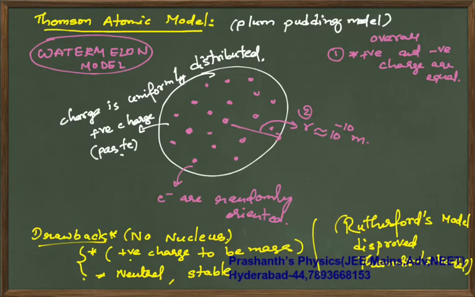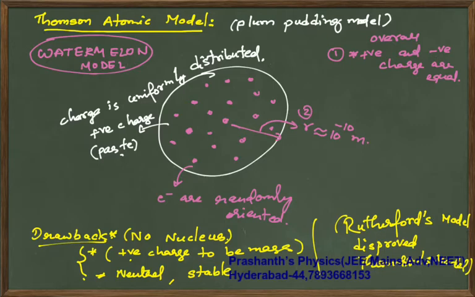Your atom is overall neutral because it is like a big watermelon with some paste inside. Every atom will have a big positive charge of paste, and inside that paste there will be some electrons randomly distributed here and there. That's what Thomson gave. Overall, that positive and negative charge was balanced. That's what Thomson's atomic model told.